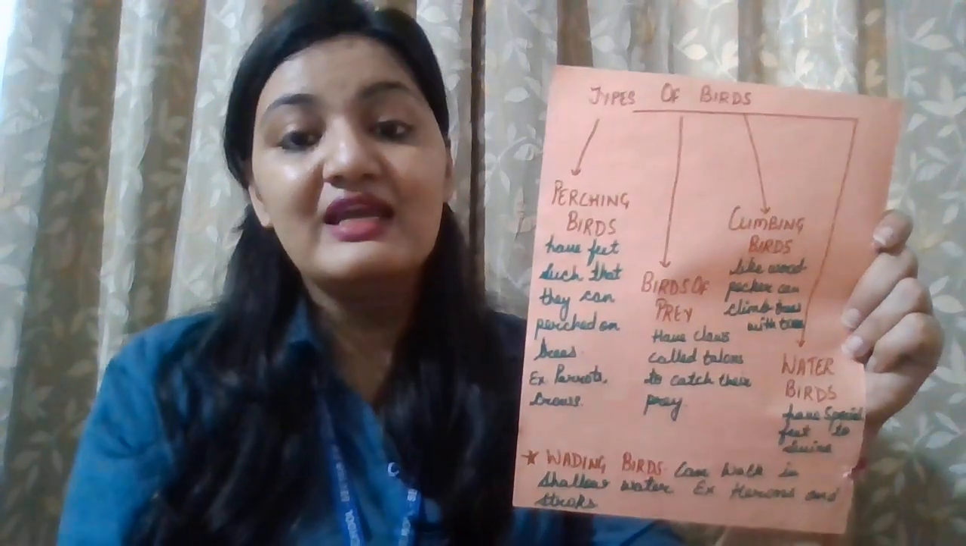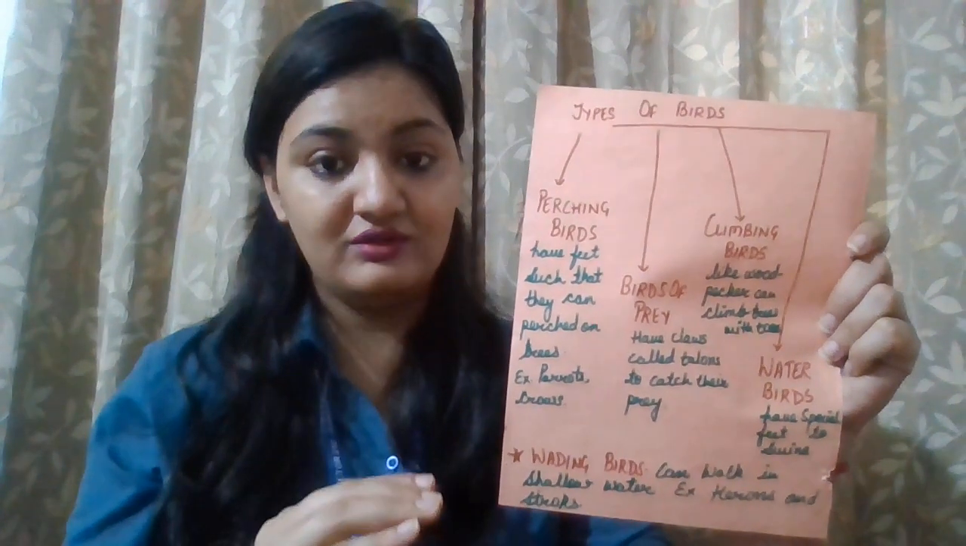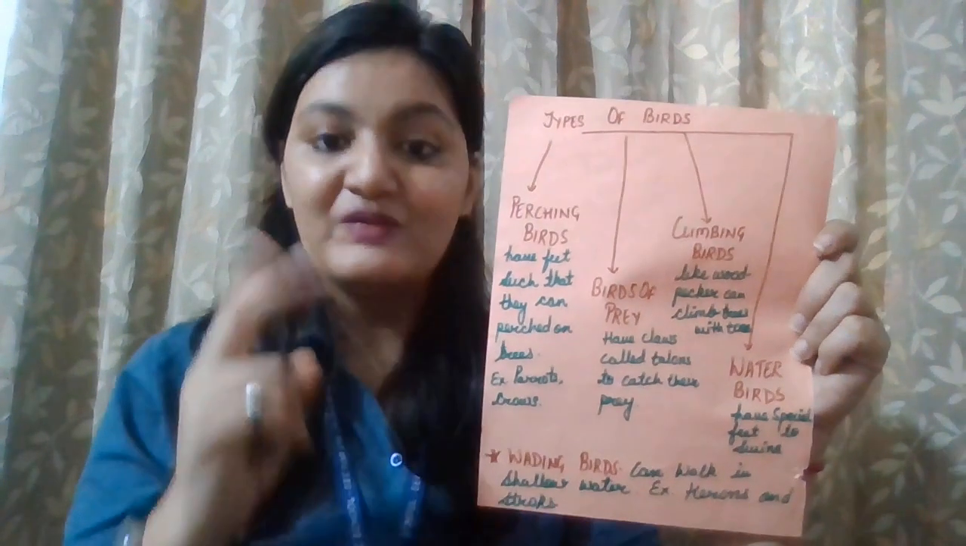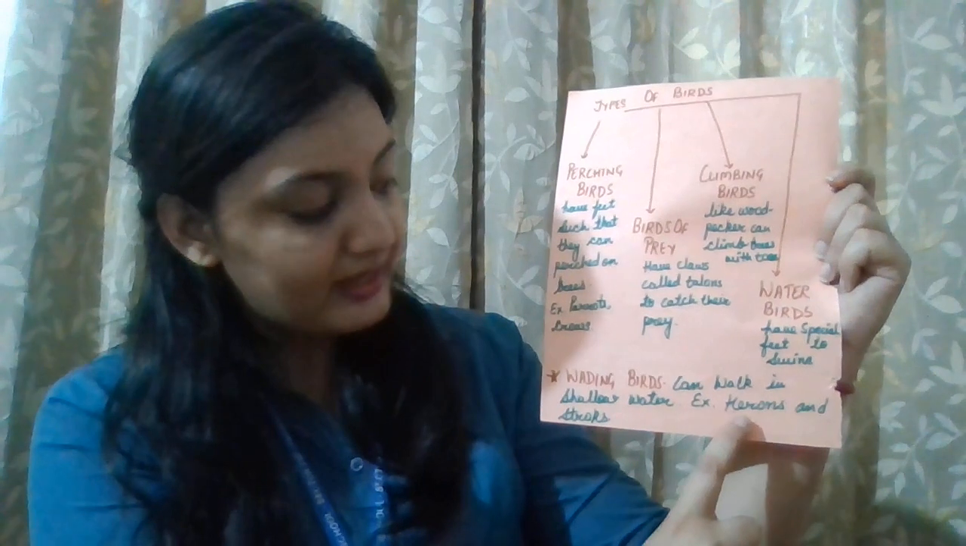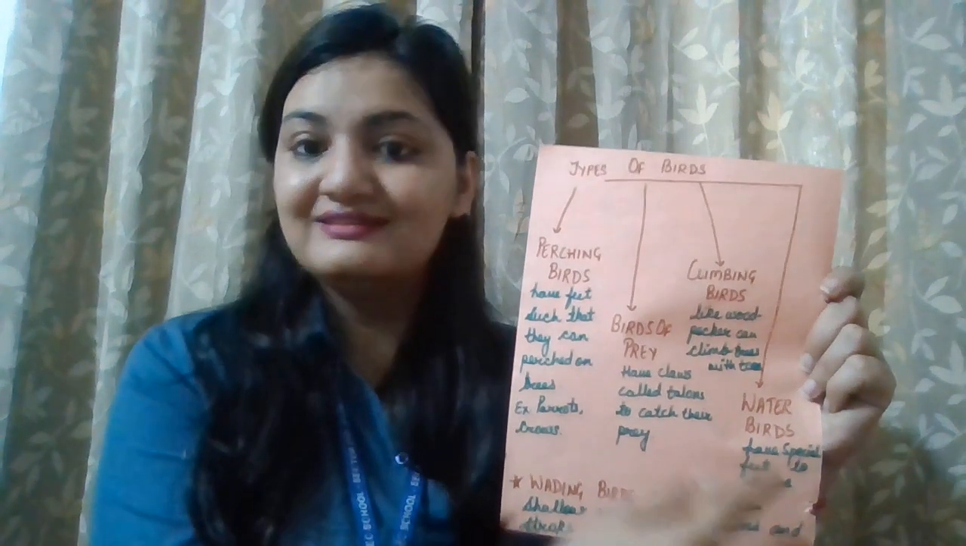First condition is they need very shallow water to walk. They should have shallow water, not very deep water. Second thing is, as written, can walk in shallow water, for example, herons and egrets. These are having again webbed feet like, yes, the water birds. So my dear children, I am sure this information related to the types of bird is very, very interesting for all of you.